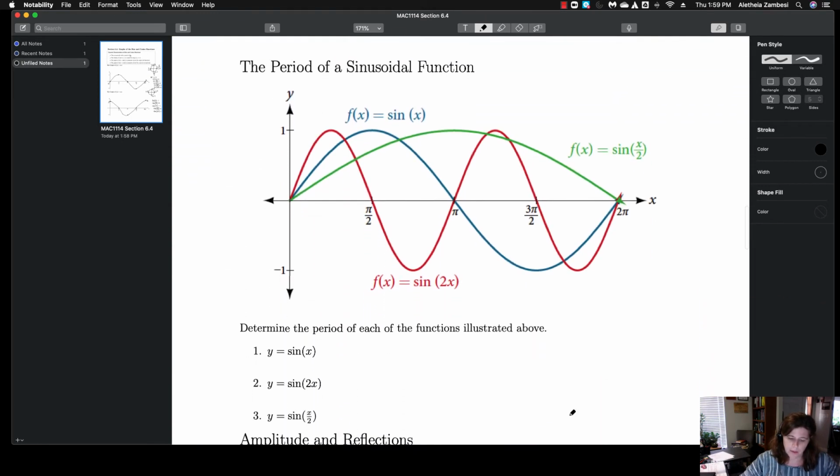So when we're dealing with the period of a sinusoidal function, this is a graphic of sine of x. So the regular sine of x is this blue line here. So it recycles, it has a full period in 2 pi. Now you can either lengthen or shorten that period based on omega.